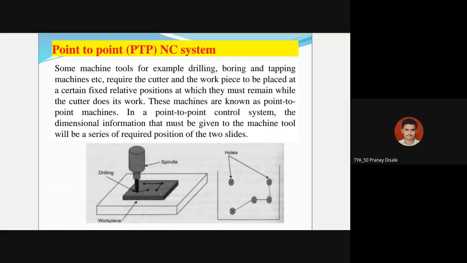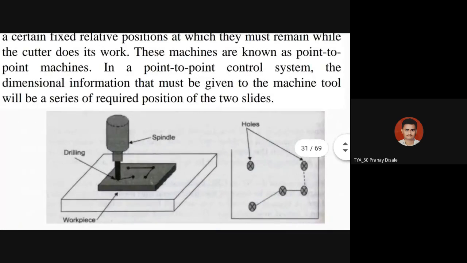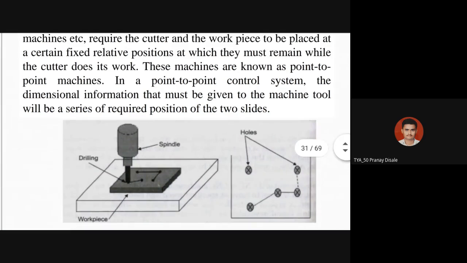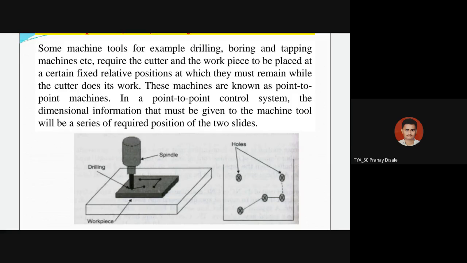What will the program be? Suppose there is a rectangular plate or any plywood, and we require four to five drills for different arrangements, to add different assemblies on that furniture or plywood. Then the point to point NC system will do very simple operations, as shown in the image. Only an example is given. Some machine tools, for example drilling, boring and tapping machines, are examples of this point to point system.